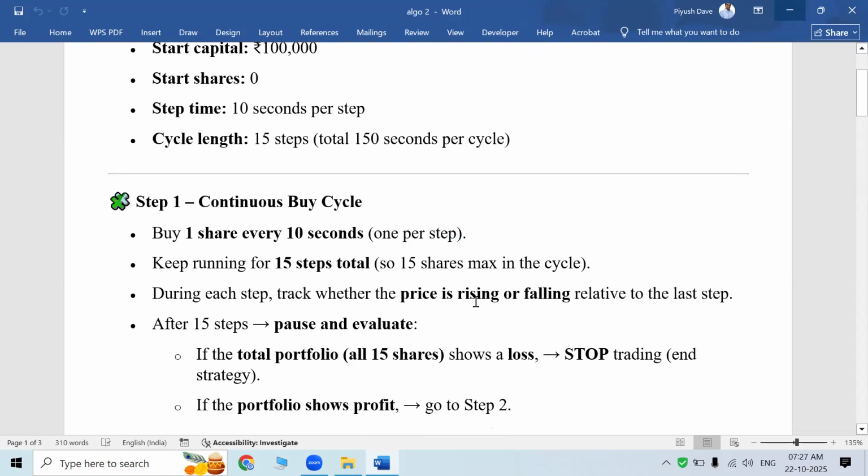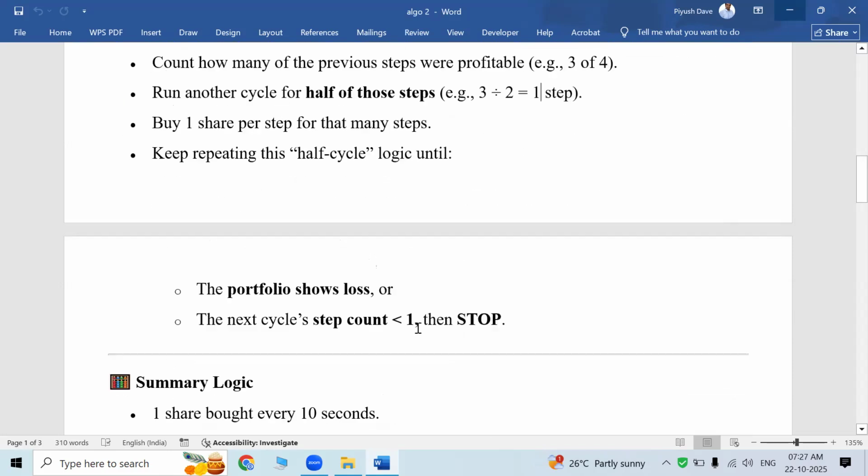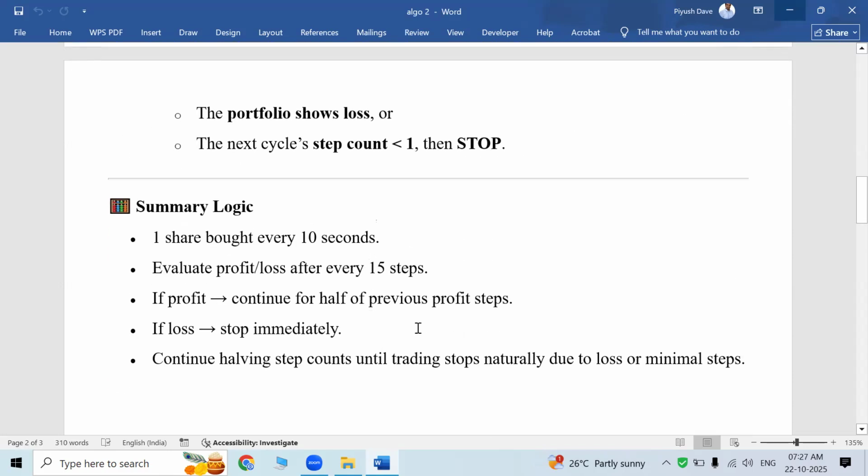You can make it like, I have taken 15 steps, you might take 30 steps, or I have taken 10 seconds, you can take more, like 50 seconds, and backtest the strategy. So the logic is very simple.